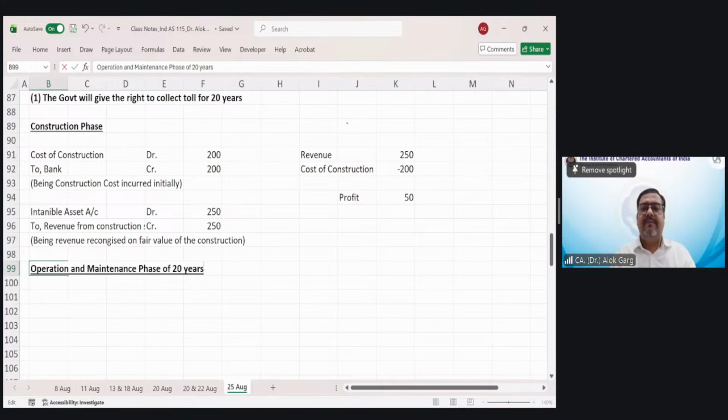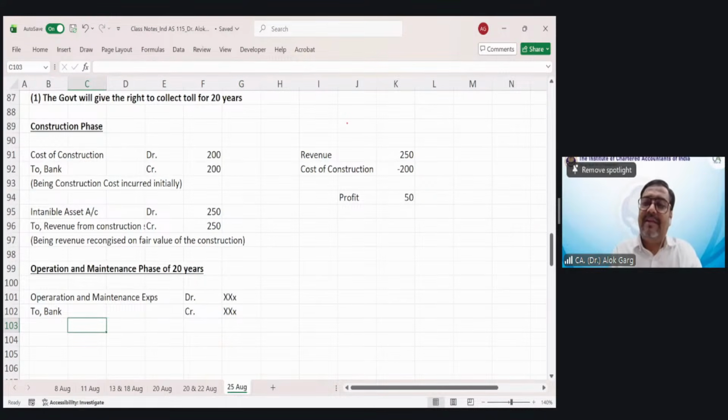What will happen? क्या करेंगे अब, एक्सपेंस भी तो होगा ऑपरेशन एंड मेंटेनेंस फेज का. Yes. Sure ma'am. Okay, so there will be operation and maintenance phase expense also, right? So you will debit operation and maintenance expenses account to bank on a regular basis, right?